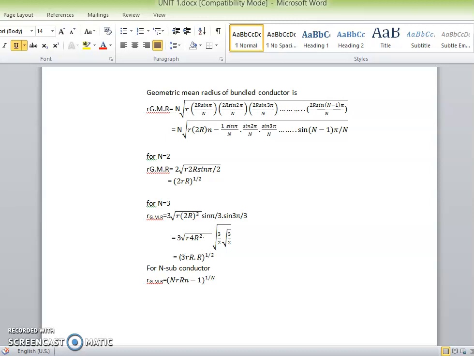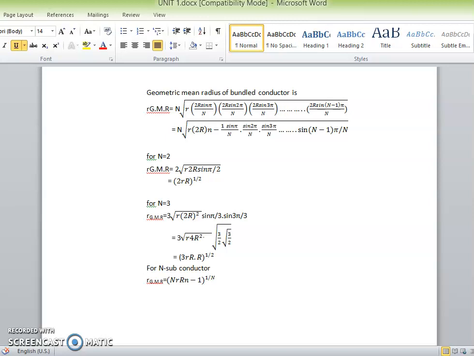Here we come again to the topic of determination of geometric mean radius of bundle conductor. The formula is: GMR equals the n-th root of r times 2R sin(pi/n), times 2R sin(2pi/n), times 2R sin(3pi/n), up to the (n minus 1) term. n is the number of conductors.